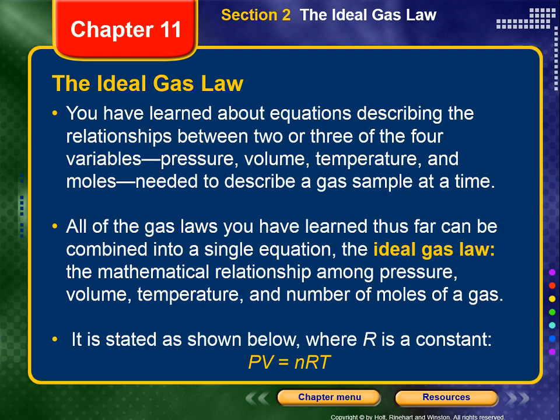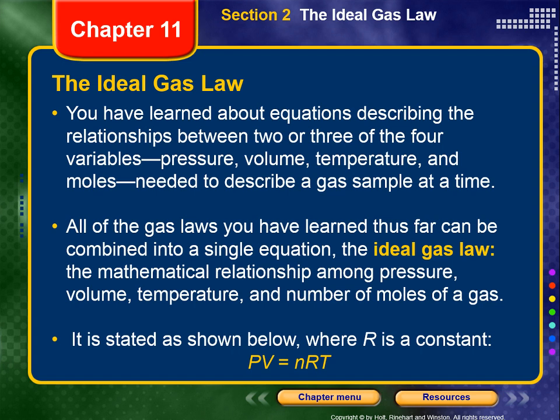So you've learned about the equations describing the relationships between 2 or 3 of the 4 variables: pressure, temperature, volume, and now moles, once we have Avogadro's law in section 1 of the text, that we need to describe any gas at a particular time. All of the gas laws that you've learned so far can be combined into a single equation. And no, not the combined gas law, because if you notice in Avogadro's law, which we introduced last section, the combined gas law does not take into account N, the number of moles of a gas.